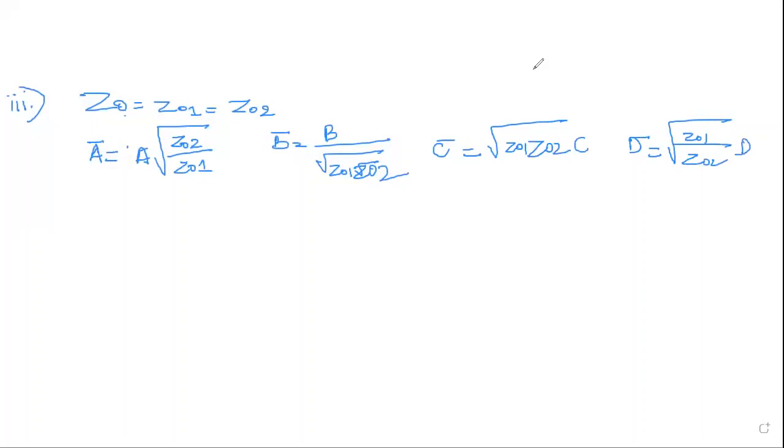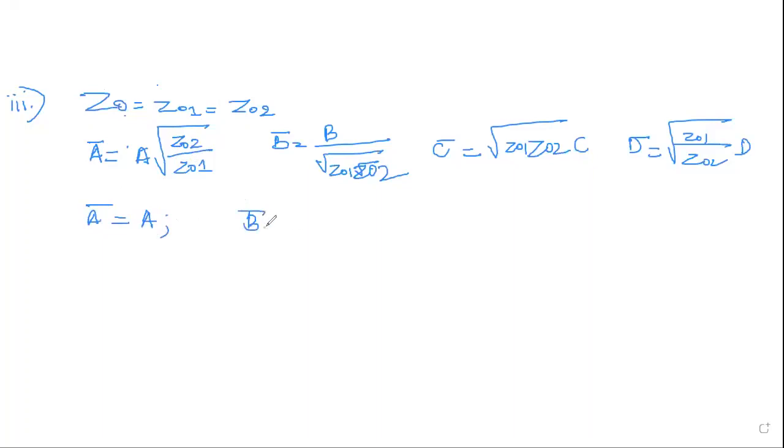So we have those normalization equations. Now to these equations, what we are doing, we are considering Z01 as Z0. So if we consider it as Z0, the whole equations will change. Z01 is also considered Z0, Z02 is also considered Z0, so this will be equal to 1. So A bar will be equal to A.